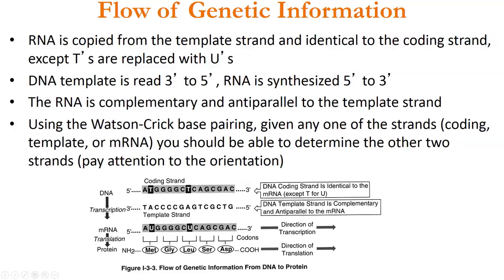The only other information here is using Watson-Crick base pairing, which we talked about yesterday: A base pairs with T, G base pairs with C, with the exception, once again, that when we talk about RNA, you have to replace T with U. If I give you either a coding strand or a template strand, or an mRNA sequence, you should be able to determine the other two. You just work through the same sequence of events that we talked about yesterday when you determine complementary sequences.